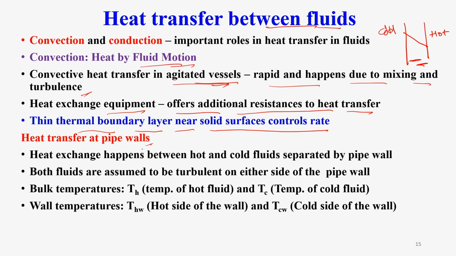Now, heat transfer at the pipe wall. The heat exchange happens between hot and cold fluid separated by a pipe wall, and what we are assuming is that both fluids are turbulent on either side of the pipe wall. So, if the temperature of the hot fluid is Th and the temperature of the cold fluid is Tc, then at the wall we will be writing the temperature at the wall as Thw and Tcw.